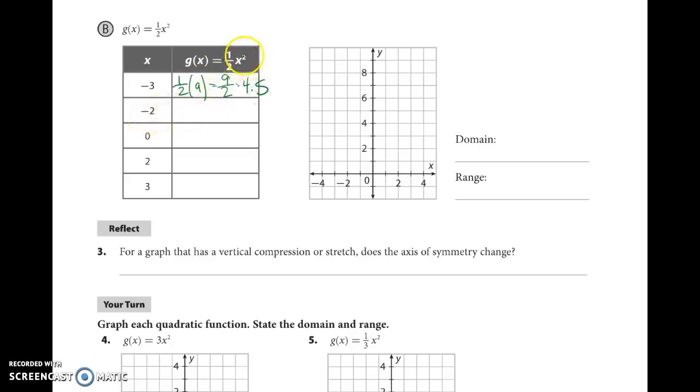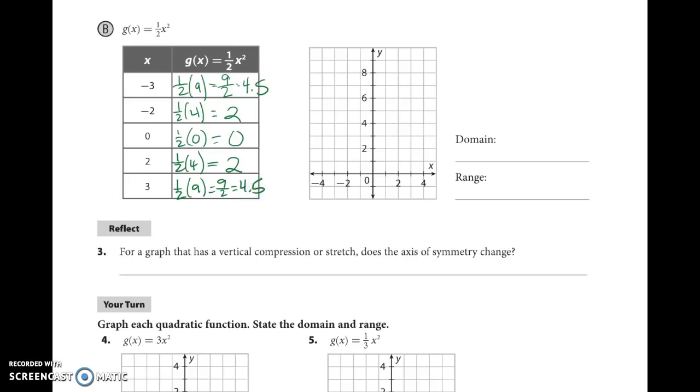And -2 squared is 4, so 1/2 times 4 is 2. Plugging in 0, I get 1/2 times 0, because 0 squared is 0, and I get 0. 2 squared is 4. Half of 4 is 2. And 3 squared is 9, so I get 1/2 times 9, again, is either 9/2 or 4.5.